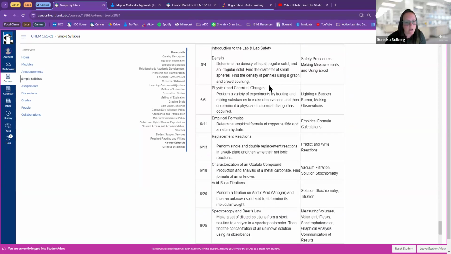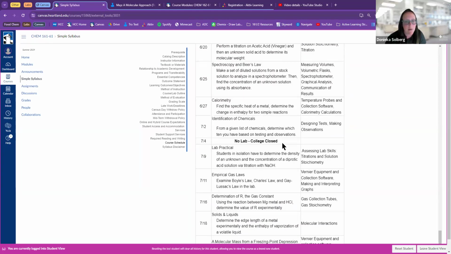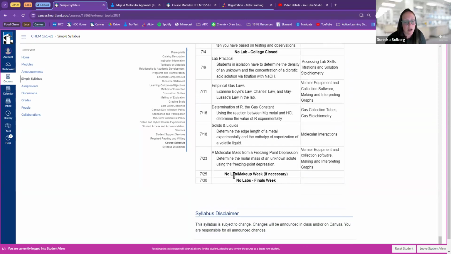Again, same with lab. I do not expect any changes with lab. There's lab every week, Tuesday and Thursday, except for July 4th. And then you do not have lab that very last Thursday.